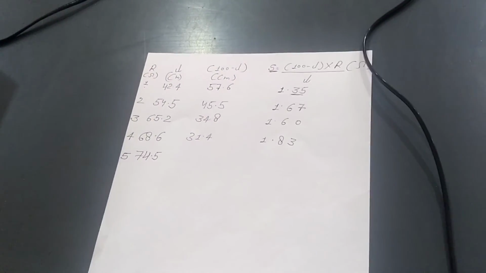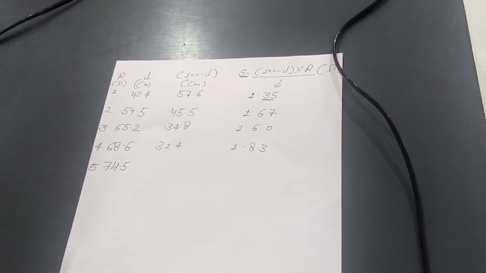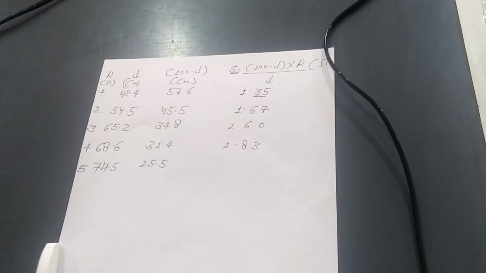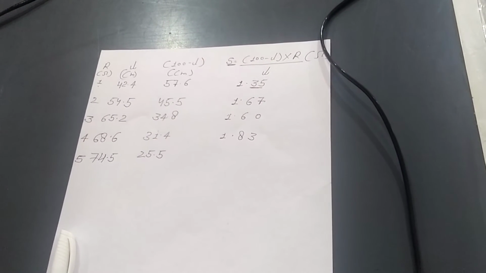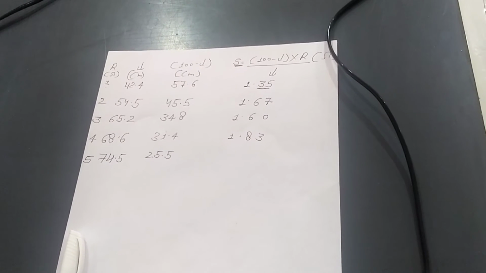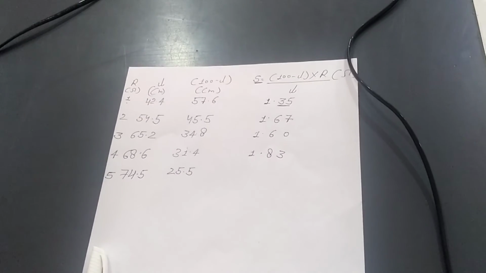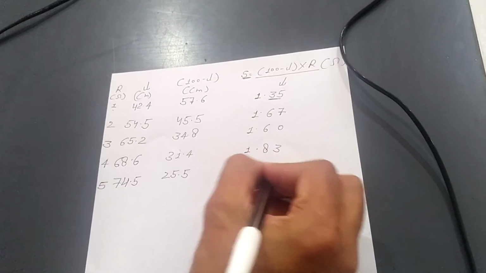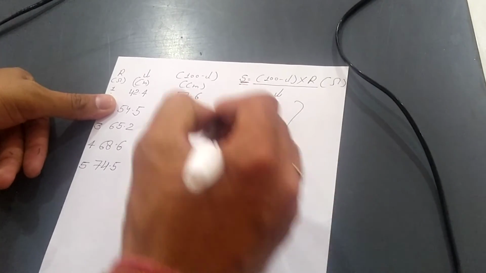Now again if you calculate 100 minus 74.5, which is 25.5. Now 25.5 into 5, that is 127.5, and if that is divided by 74.5, it will come to 1.71.